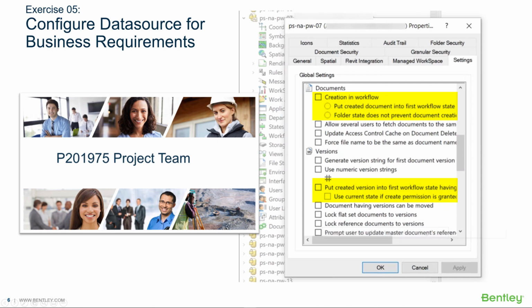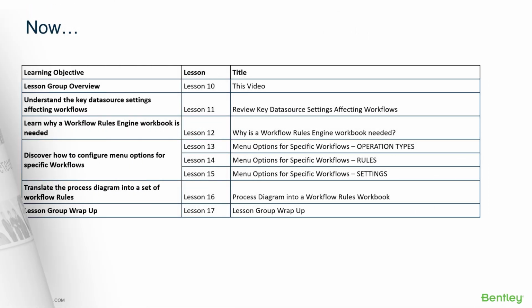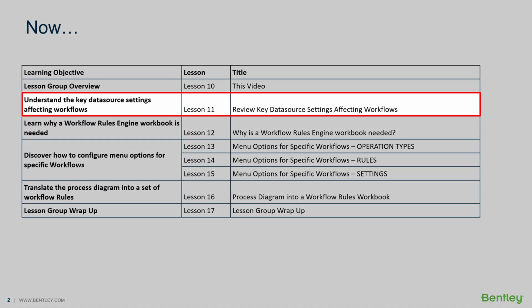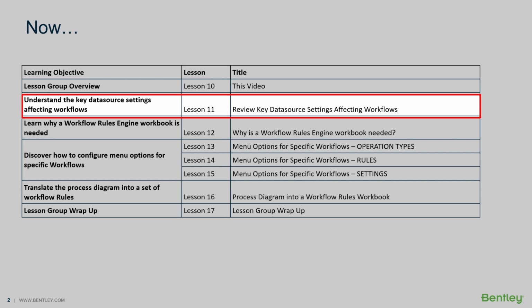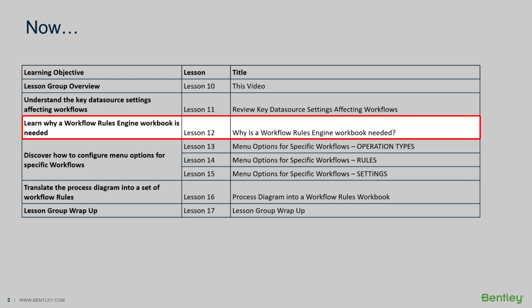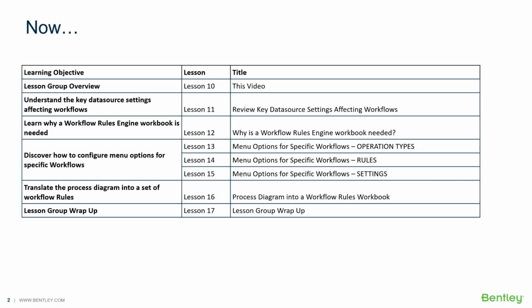For your project, the project team and you have agreed to use the defaults for the data source settings. Be sure to agree on the configuration changes to support your users in a production situation. Congratulations! You now know which data source settings affect workflows and why it is important to get buy-in from your user base. We are now ready to learn why a workflow rules engine workbook is needed.